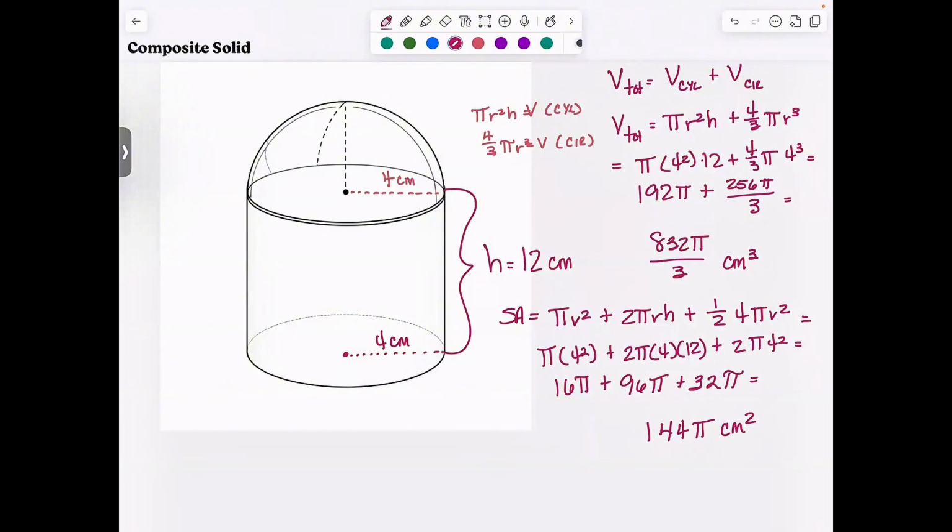Now, again, composite solids really aren't inherently difficult. You just need to watch what you're doing as far as including or excluding sides like you should. A lot of times in volume, you don't really need to worry about that, but in surface area, you do. Notice that instead of 2 pi r squared, I just took pi r squared. That should get you to the right answer. So on to the next topic.